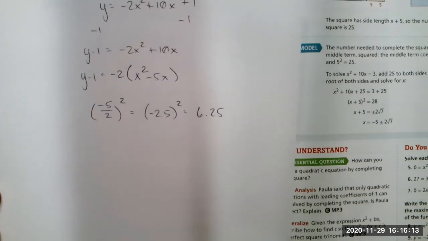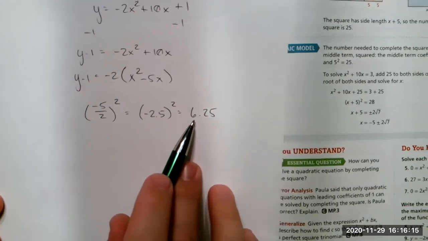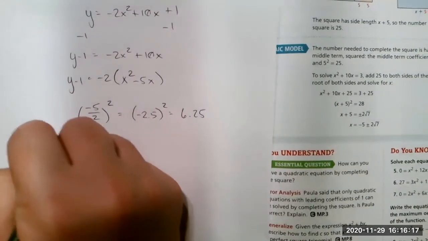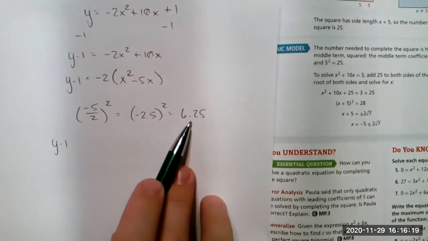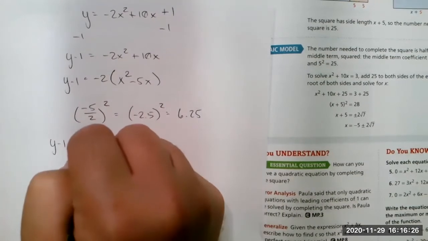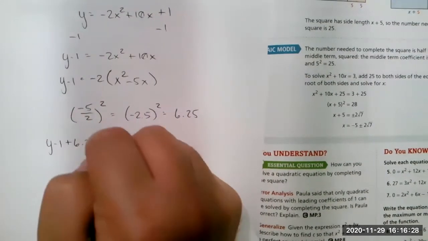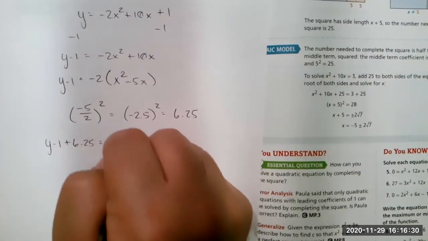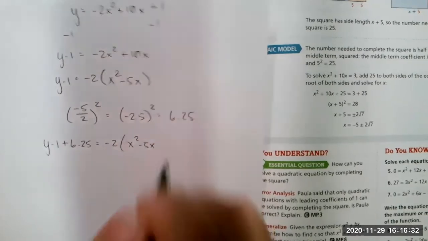So in this step, my magic number is 6.25. So it's going to be y minus 1. And again, this is my number I'm going to add to both sides of the equation. So it's going to be plus 6.25 equals negative 2 x squared minus 5x.